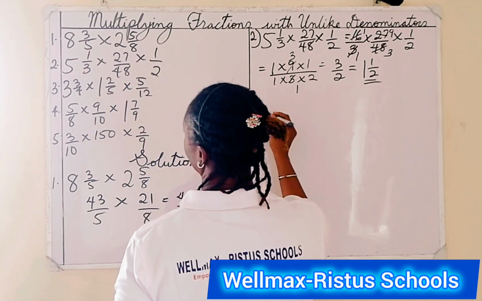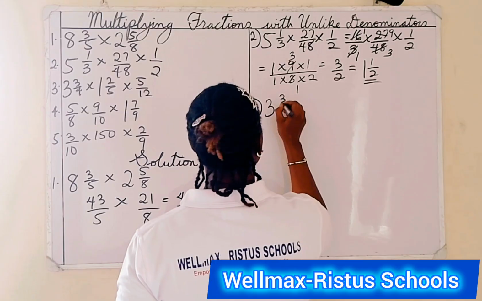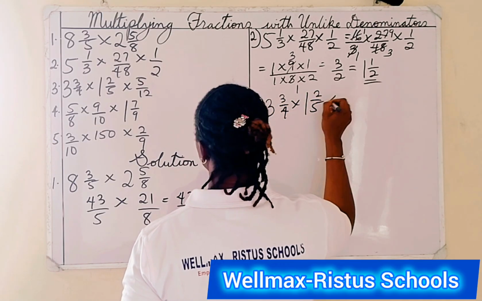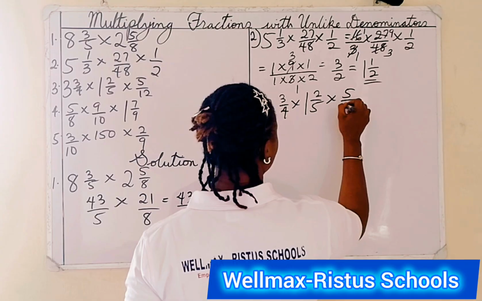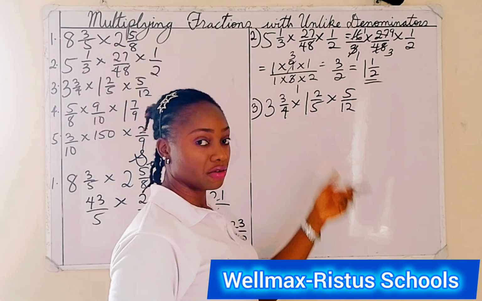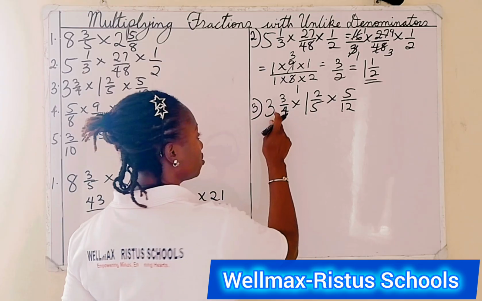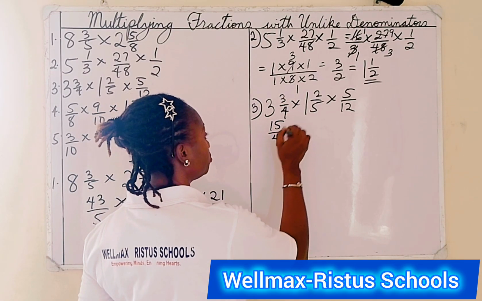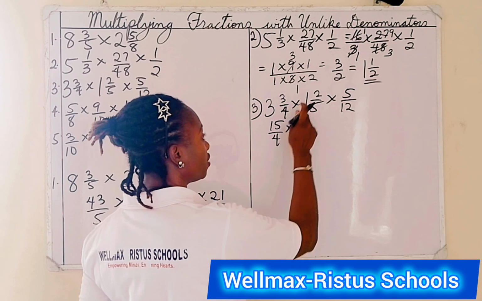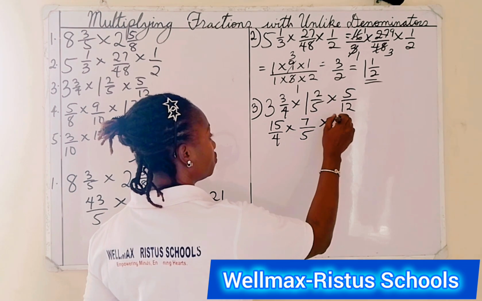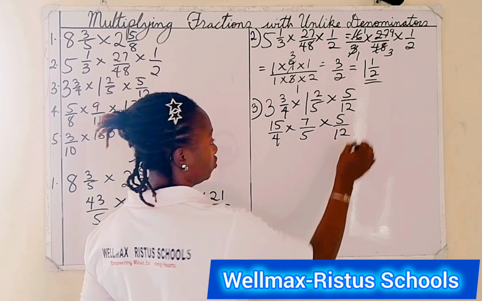Question 3. 3 wholes 3/4 times 1 whole number 2 over 5 times 5 over 12. Now the first thing to do is to expand the mixed fractions. 4 times 3 is 12. 12 plus 3 is 15 over 4 times 5 times 1 is 5 plus 2, 7 over 5 times 5 over 12.